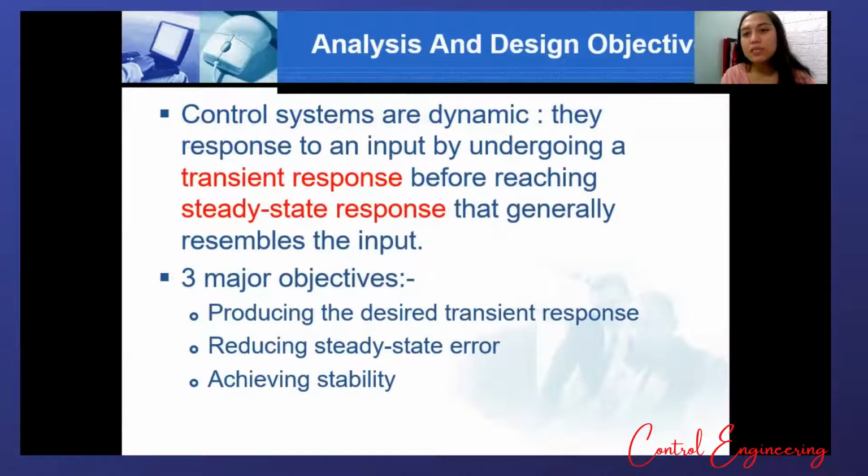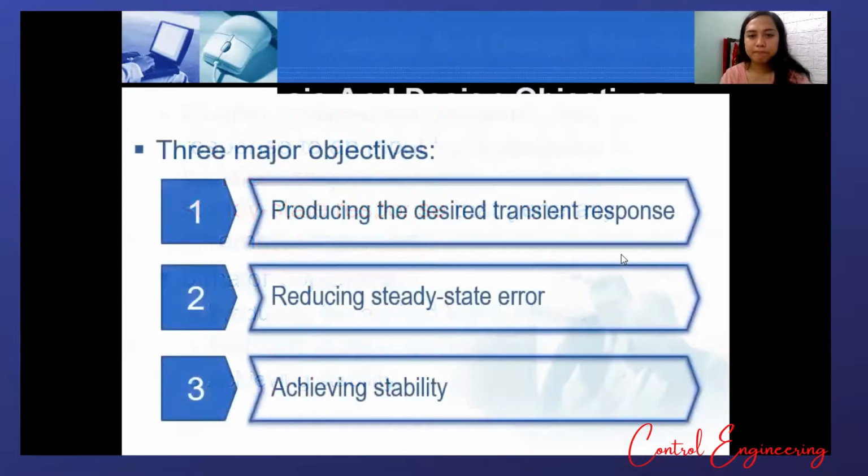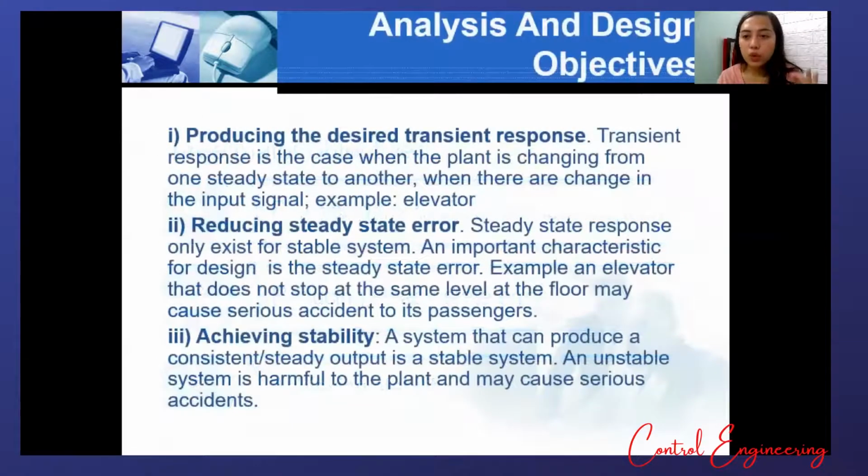Okay, so the control systems are dynamic. They respond to an input by undergoing a transient response before reaching steady state response that generally resembles the input. So there are three major objectives. We will be producing the desired transient response, reducing steady state error, and achieving stability. Okay, isa-isahin natin. First, producing the desired transient response. Second, reducing steady state error. Third, achieving stability. So, isa-isahin natin.